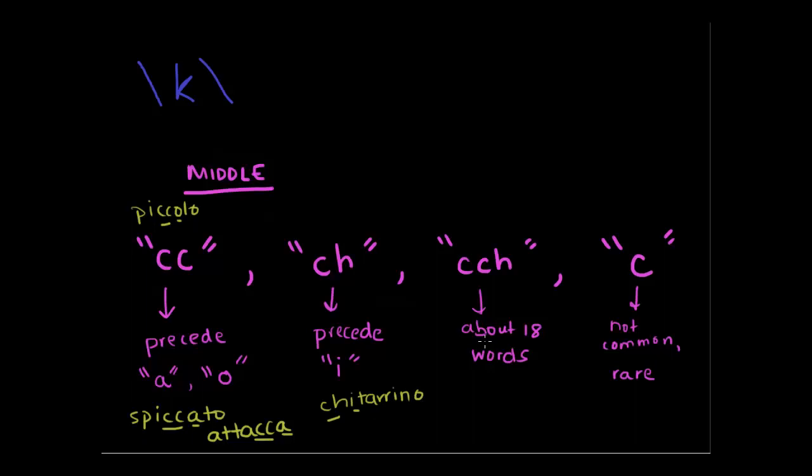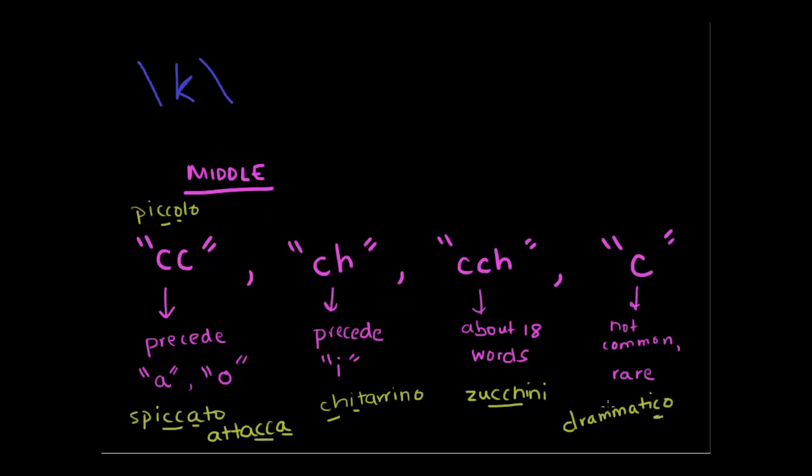Now CCH, not that common, just 18 words. One of those 18 words is zucchini, a word we know, zucchini. So CCH for that. And then again, it would be best to learn those words, and then you could totally eliminate that as a spelling possibility, except for those words that have it. And then C, not very common. An example is drammatico. Drammatico.